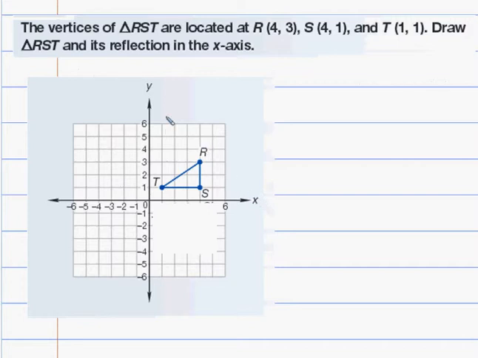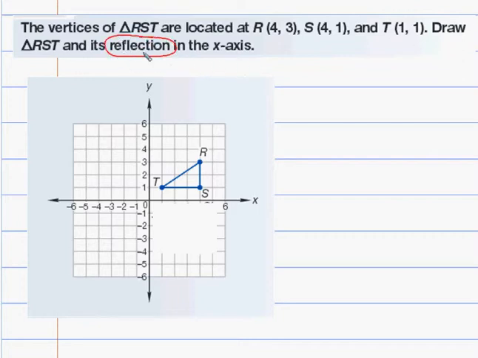Okay, so let's get right into it. We are going to plot the points. So we have vertices of triangle RST, and those vertices are located at R (4, 3), at S (4, 1), and at T (1, 1). So we would simply plot those points and label them accordingly to the points for that triangle. And then we are going to draw a triangle RST at its reflection in the x-axis.